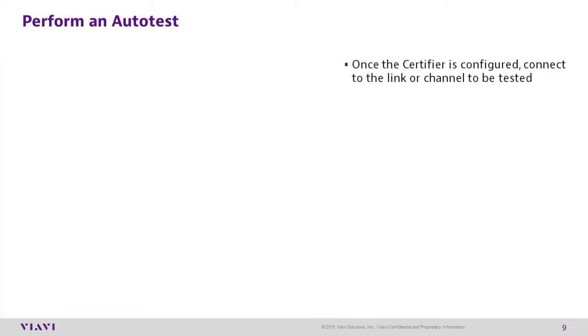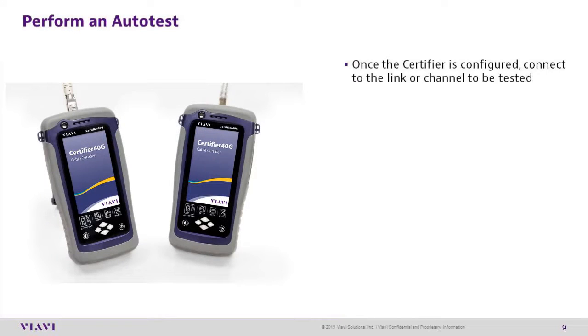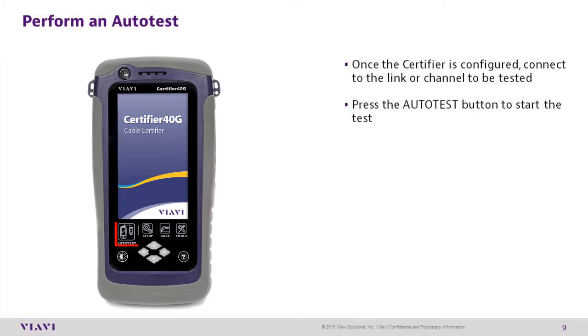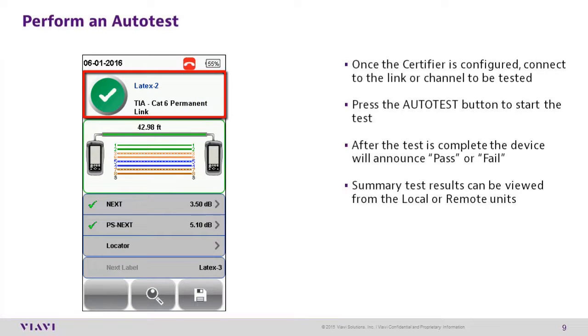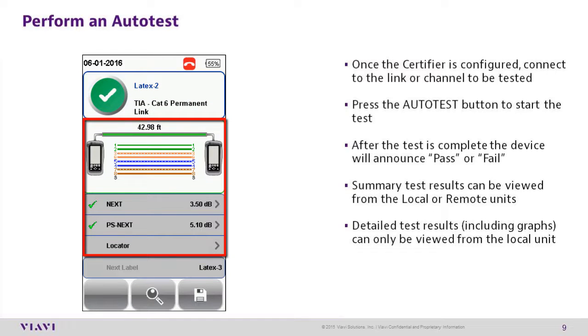Performing an auto test. Once the certifier is configured, connect to the link or channel to be tested. Press the auto test button to start the test. After the test is completed, the device will display pass or fail. A summary of the test results can be reviewed from the local or remote units. Detailed test results such as graphs can only be viewed on the local unit.